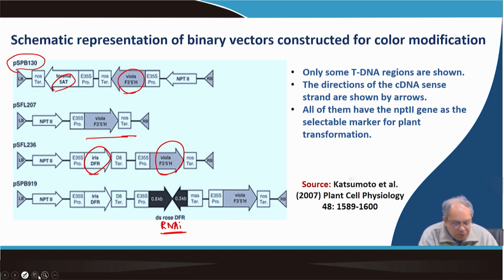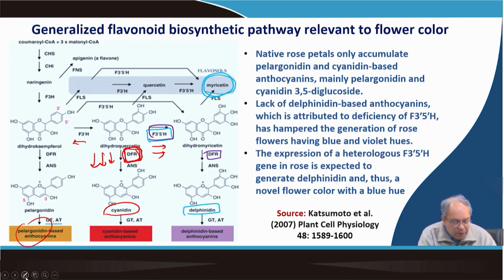So, the first one is that they hired an Iris DFR, that is good. They hired Viola F3'5'H, that is good, and the third strategy is that they blocked the rose DFR. Now the situation will be favorable, because the rose DFR will not work anymore. So, cyanidin formation will be significantly reduced.